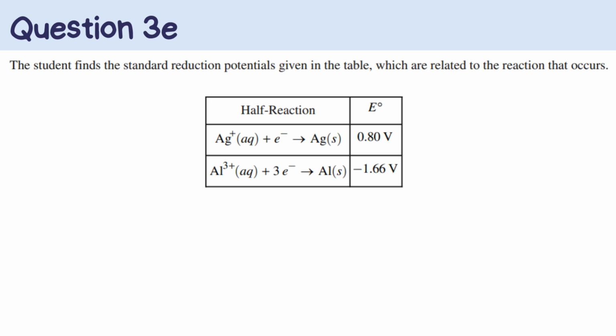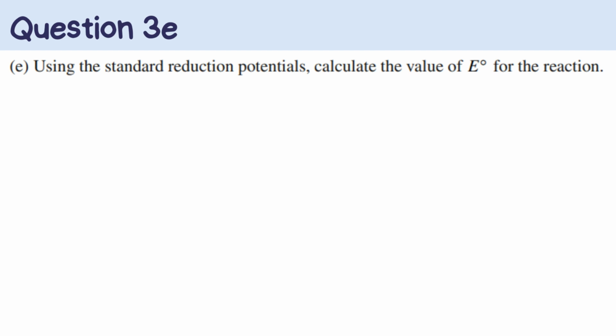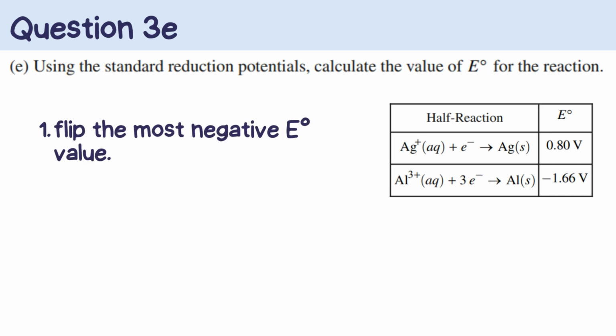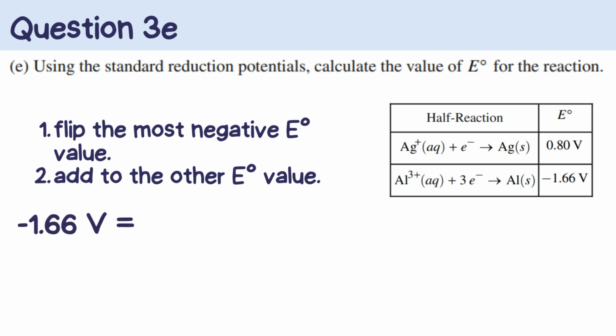And then for question 3e, we've actually got a reduction potential table, and it asks us to find the value of delta E. So I'm just going to bring back up the table for reference. Now this is a super quick shortcut that my teacher taught me: you basically just want to flip the most negative E value, and then add that to the other E value that you did not use. So using these rules, I want to take the most negative E value, which is the negative 1.66 volts, and make it positive. So now it is positive 1.66 volts.